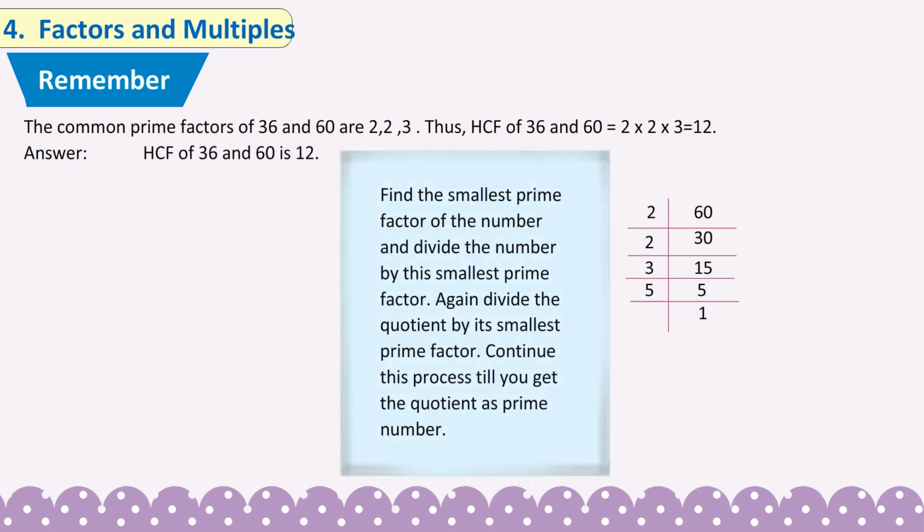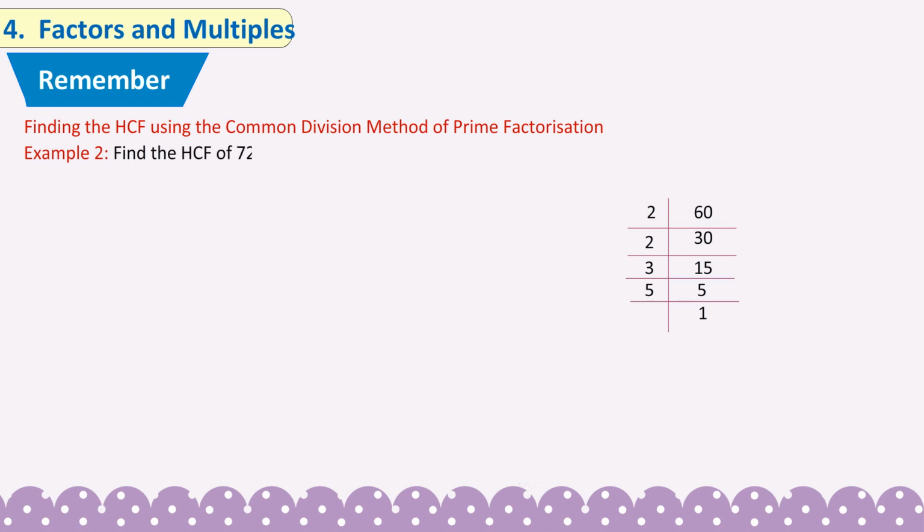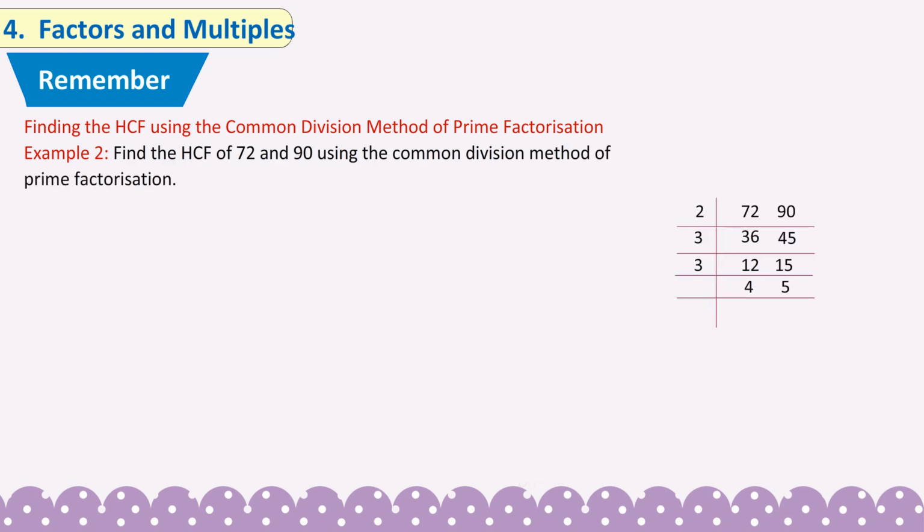Find the smallest prime factor of the number and divide the number by this smallest prime factor. Again, divide the quotient by its smallest prime factor. Continue this process till you get the quotient as a prime number. Finding HCF using the common division method of prime factorization. Example 2. Find the HCF of 72 and 90 using the common division method of prime factorization.